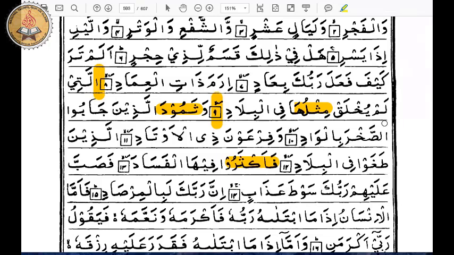التي لم يخلق مثلها في البلاد. Okay, just read this highlighted word one more time. مثلها. Excellent. And just read this word over here. ثمود. Excellent. And please read from here up until the end of verse 10.